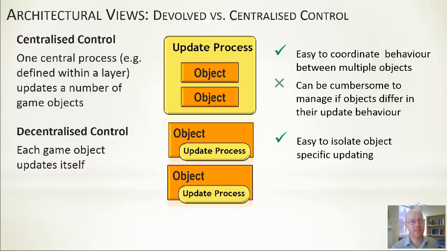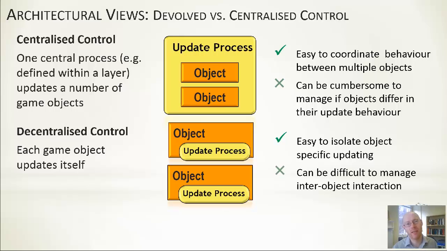Advantages of this is it is easy to isolate individual control. If each object does its own thing, that's fine. It only needs to know what it does. It doesn't need to worry about other ones. The downside of it is that if objects need to react and coordinate their behavior with one another, then that makes it a little bit more difficult because they have to go and get the other objects and somehow have a conversation with them and decide what's going to happen as an outcome.